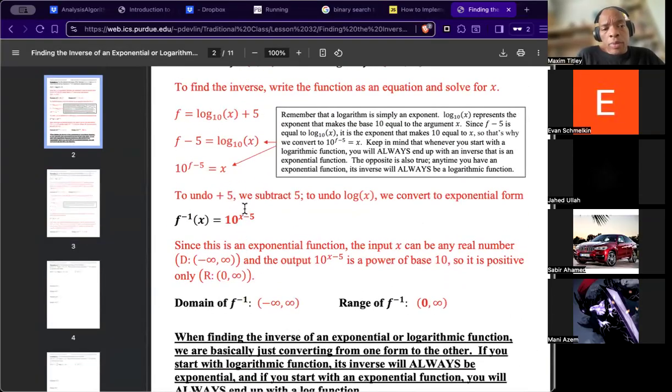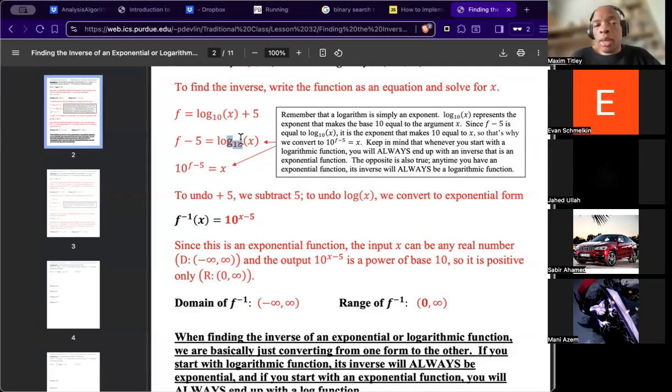Let's suppose that I was given something like 5 equals log base 10 of x, right? What I need to do now is exponentiate this, but I have to use the right base. So I'm going to say that 10 to the log base 10 of x will then be equal to 10 to the fifth. All right.